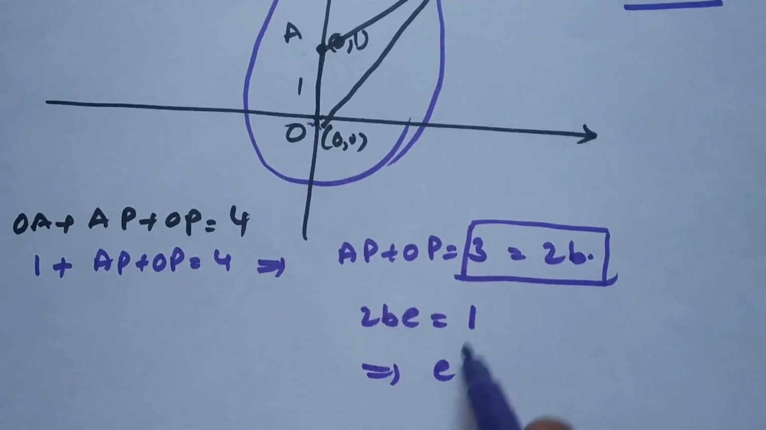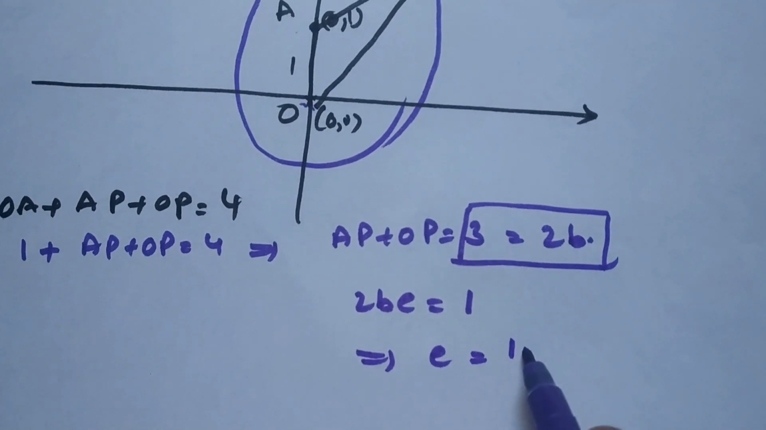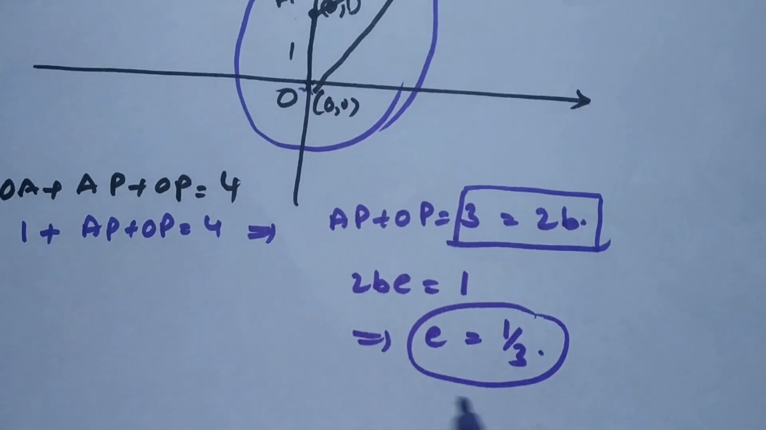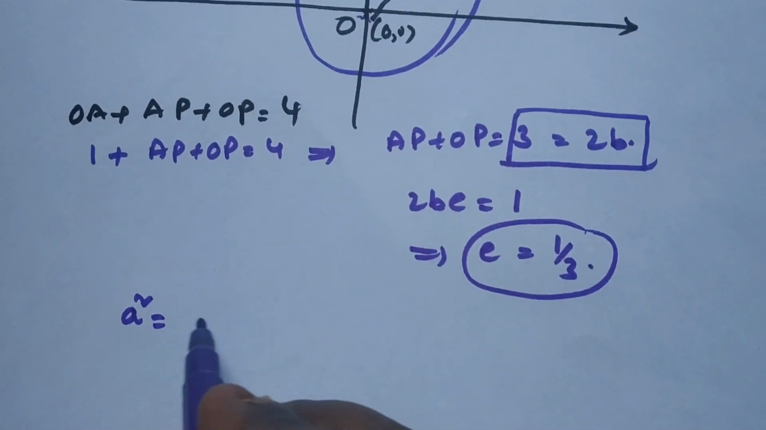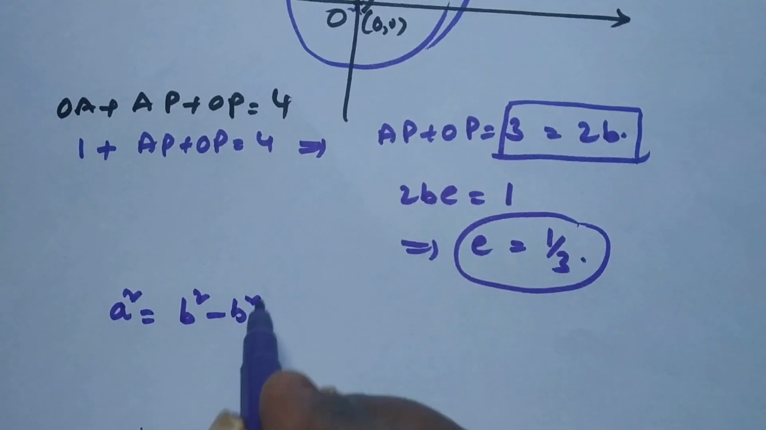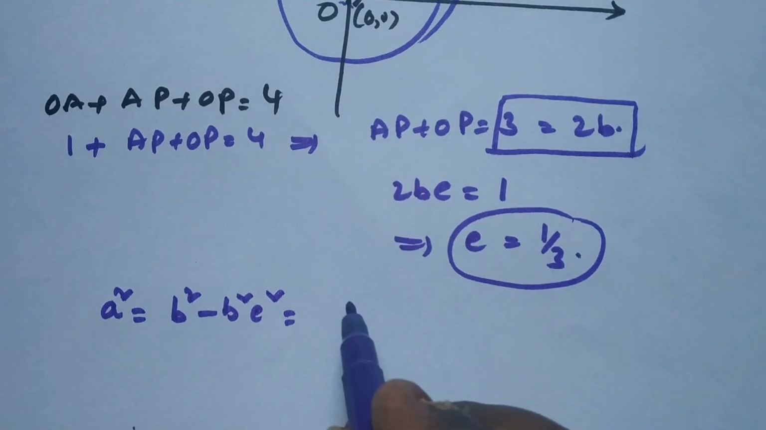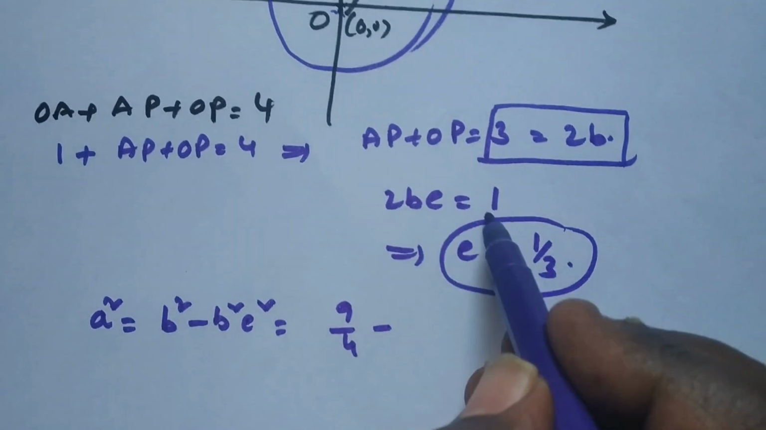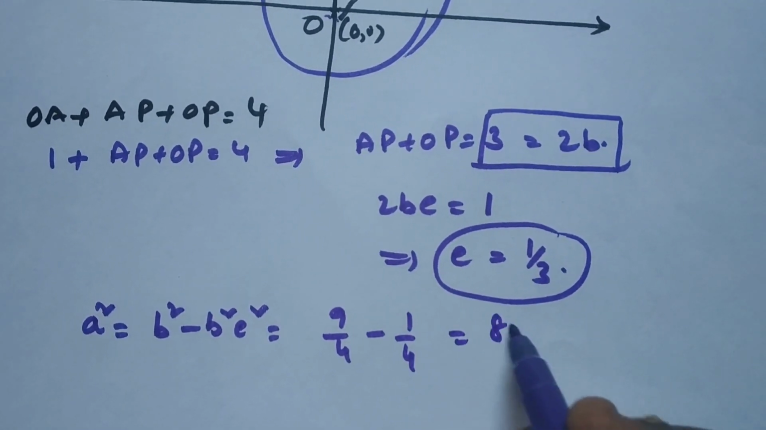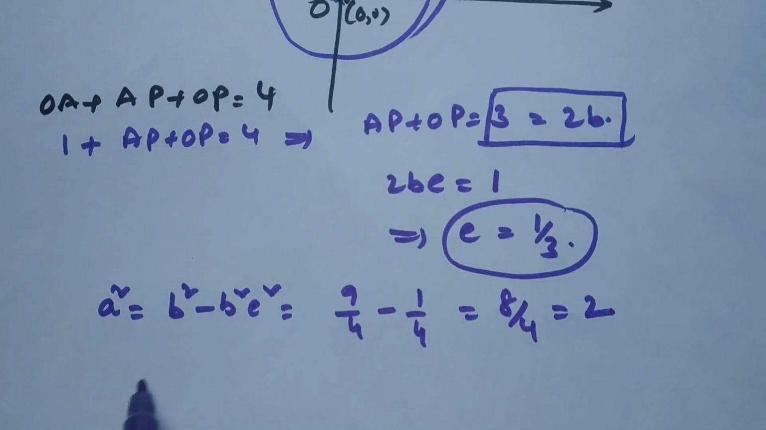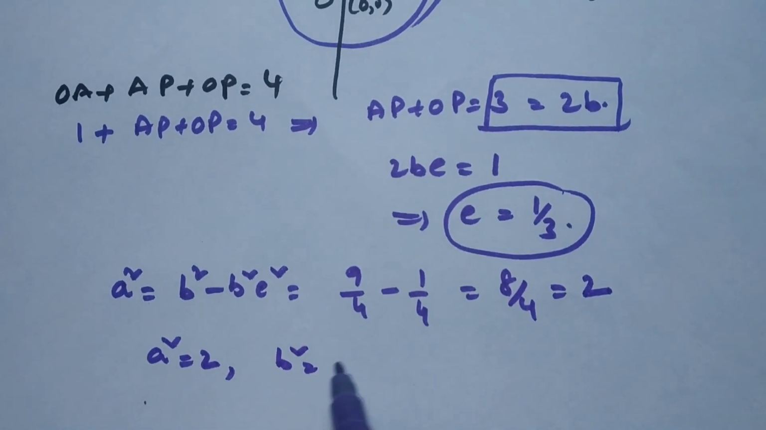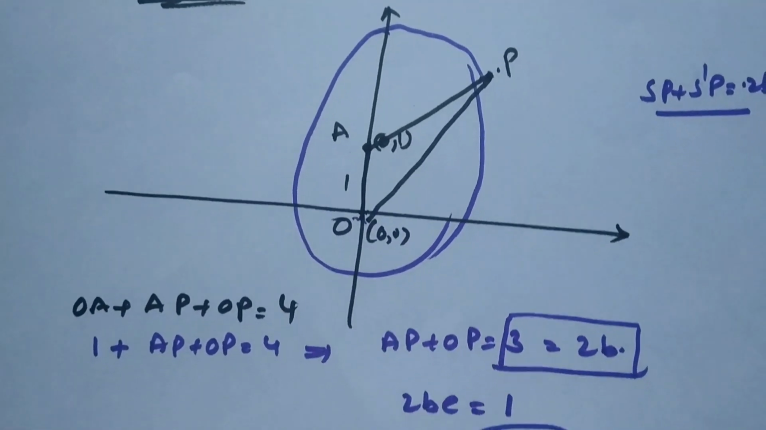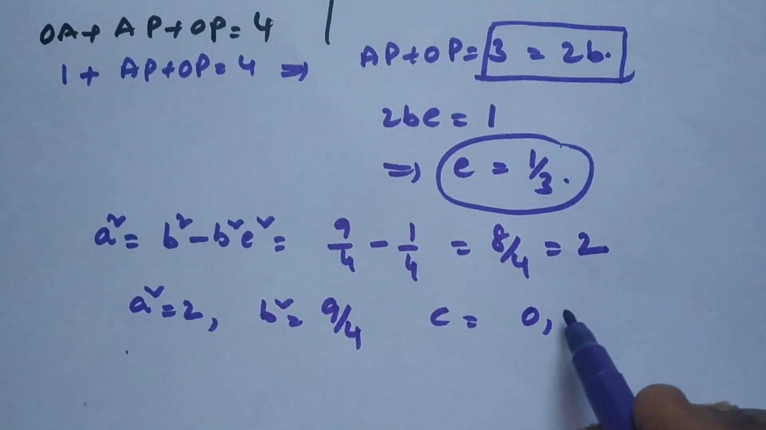Substitute 2b here. What is the eccentricity of the ellipse? e is equal to 1 by 3. e equal to 1 by 3, b equal to 3 by 2. From these two, what is the a square value? a square is equal to b square minus b square e square. What is b square? 9 by 4, minus what is b square e square? 3 by 2 times 1 by 3, whole square, that is 1 by 4. So 9 by 4 minus 1 by 4 is 8 by 4, that is 2. The a square value is 2, the b square value is 9 by 4. Center of the ellipse is what? Midpoint of AO, that is (0 plus 1) by 2, that is half.